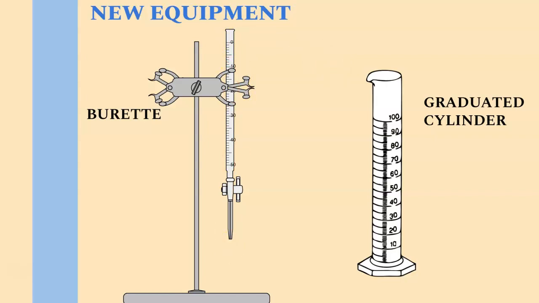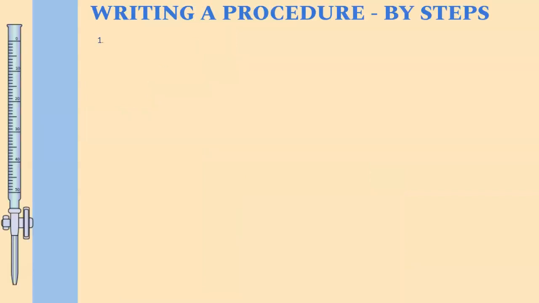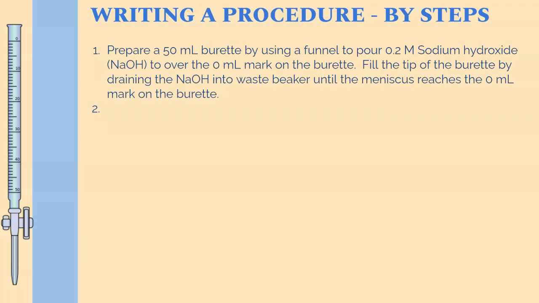Okay, so let's get to writing the procedure. We're going to start with steps 1, 2, 3, 4, 5. We're going to do that, but then we're going to take them away and you're going to see how we do it. So we start with step 1, and step 1 is to prepare the 50 milliliter burette by using a funnel to pour the sodium hydroxide over the 0 mark on the burette, and then fill the tip of your burette by draining the sodium hydroxide into the waste beaker until the meniscus reaches the 0 milliliter mark on the burette. So that's our first step.